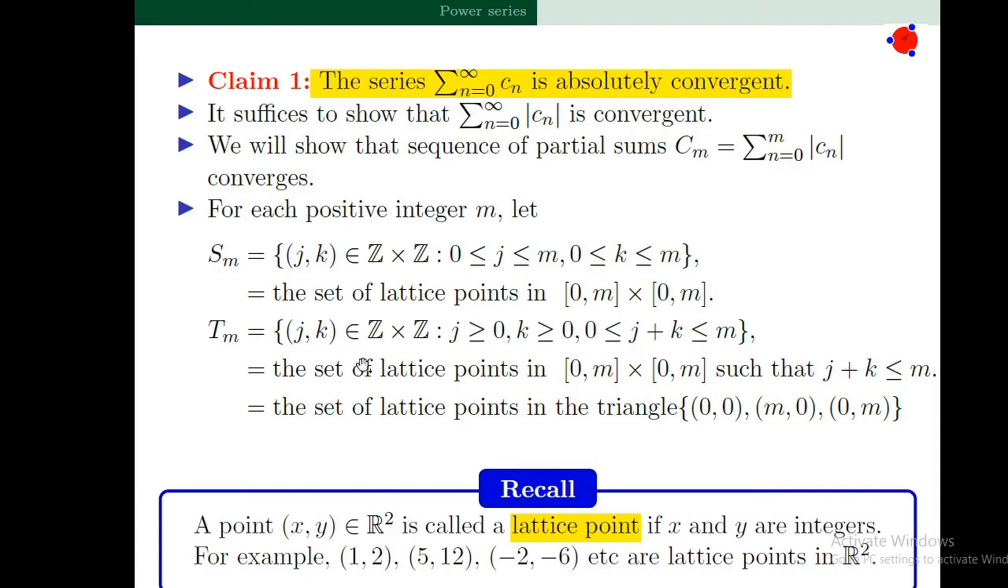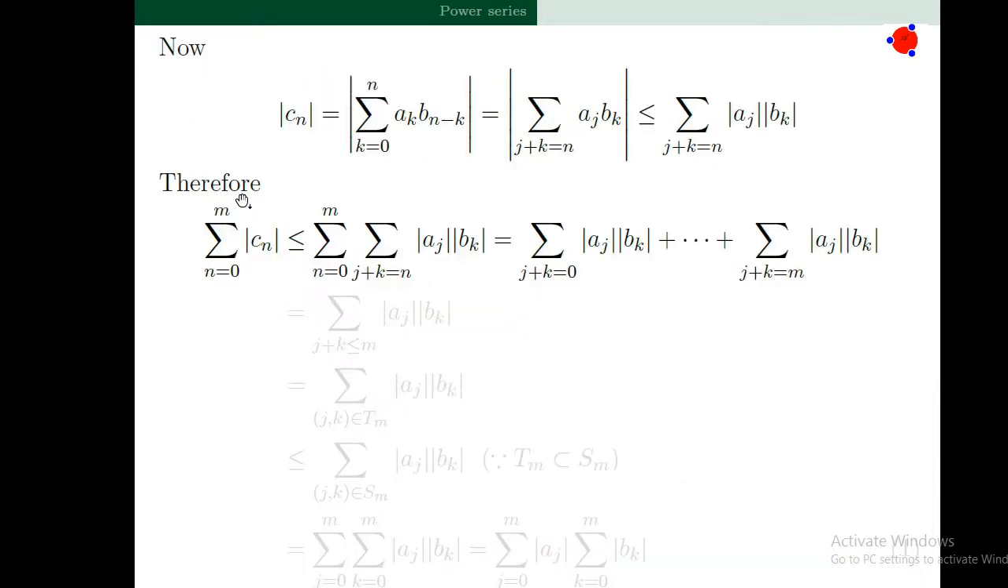So Tm is the set of all lattice points in [0,m] cross [0,m] such that j plus k is less than or equal to m. That is, Tm is the set of all lattice points in the triangle determined by the points (0,0), (m,0) and (0,m). Now consider the modulus of the (n plus 1)th term of the series sigma Cn. That is, modulus of Cn is modulus of summation k is equal to 0 to n of ak b(n minus k).